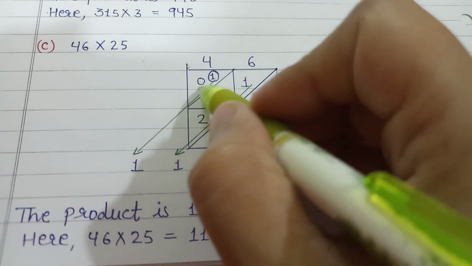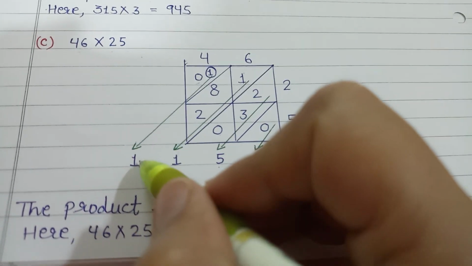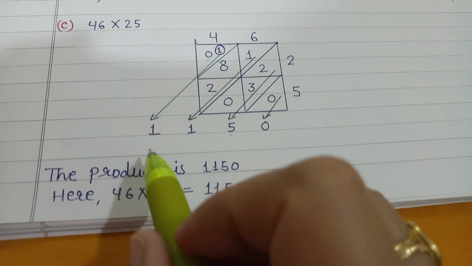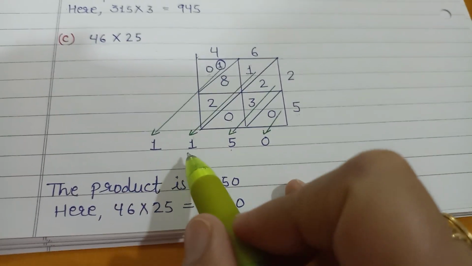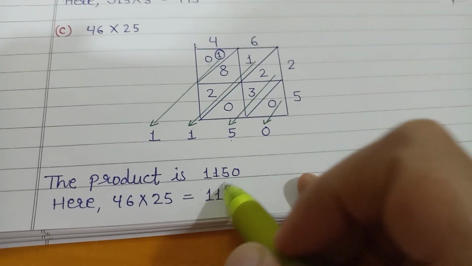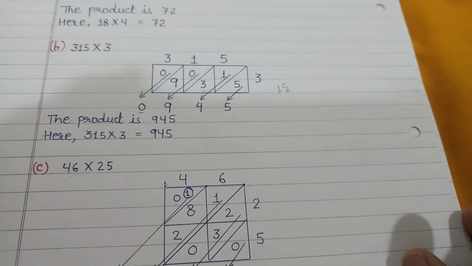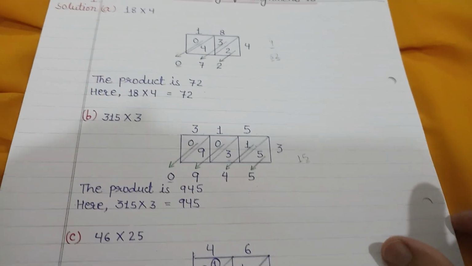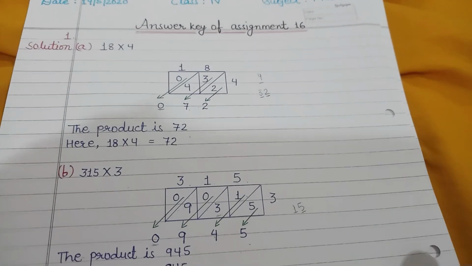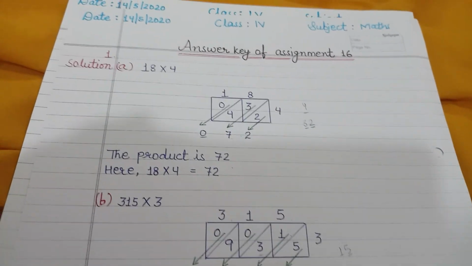Now here is 0 and this carryover is there, so this carryover we will write here. Now we will read the answer: 1150. The product is 1150. I hope you have all done this work, so check whether you have done it correctly or not.